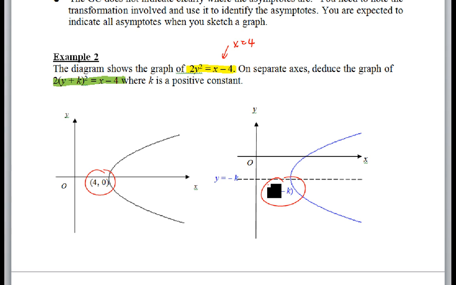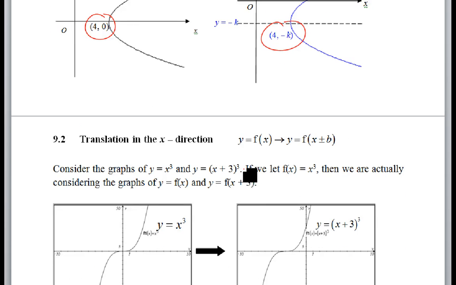Follow what I'm saying? Of course, you have to do it mechanically, but you must understand why. As long as you replace y with y plus k, it will always be a translation, regardless of what this expression is. Can? Okay, alright.